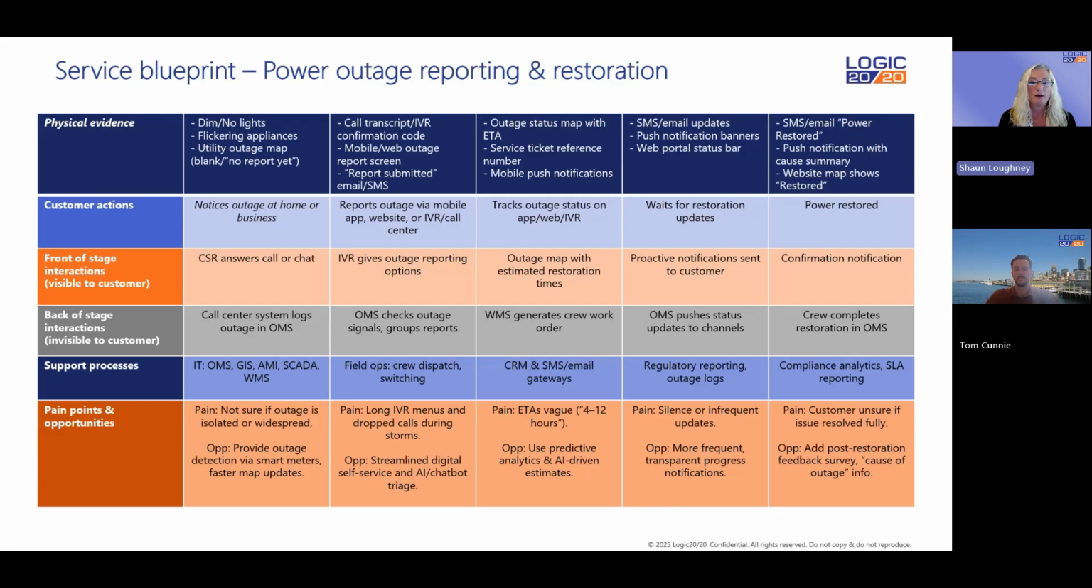There might be a report submitted, email, or SMS sent to the customer. The customer action is to report the outage via the mobile app, a website, or IVR call center. The front stage of interactions, which is visible to the customer, is the IVR gives outage reporting options. The backstage interaction, which is invisible to the customer, is the OMS checks outage signals and groups reports.